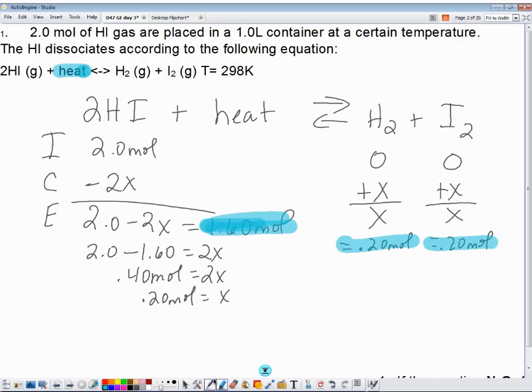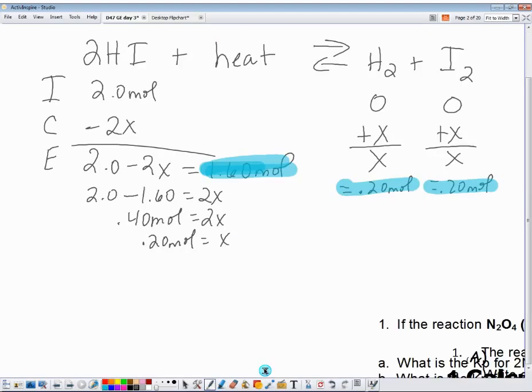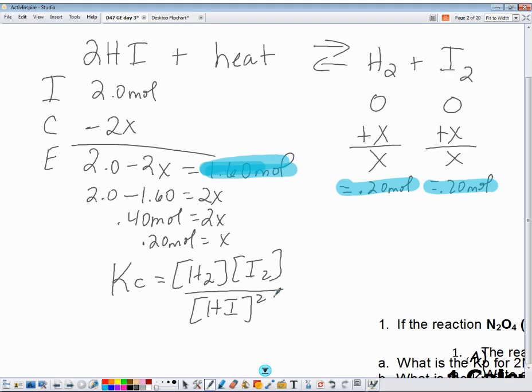Okay, so we're going to say, let's just go up a little bit. All right, Kc, the expression is going to be H2 times I2 over HI. What do you have to do to HI? Square it. So I'm going to plug in 0.2 moles over my 1 liter times 0.2 moles. You're right. I'm wrong. I always make mistakes. I make them all the time.